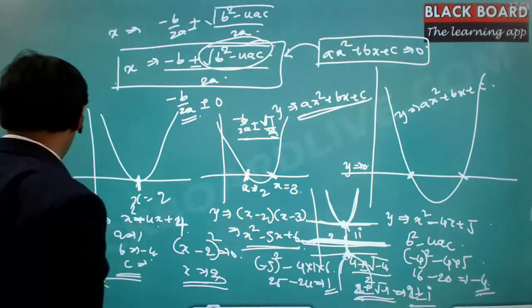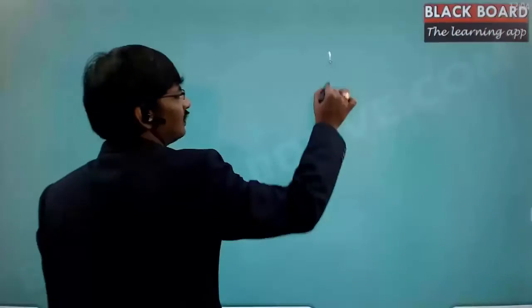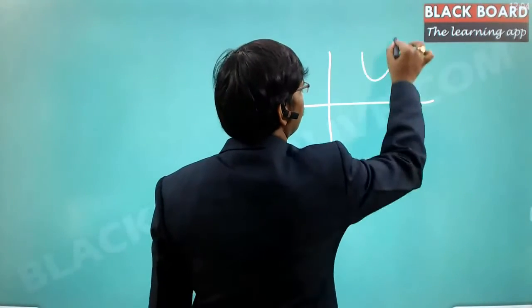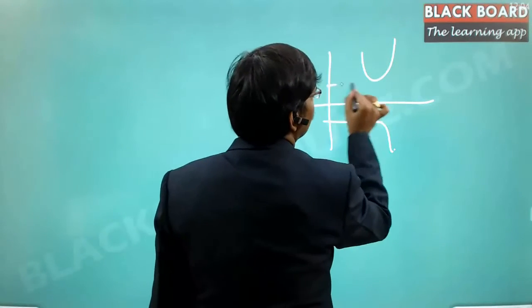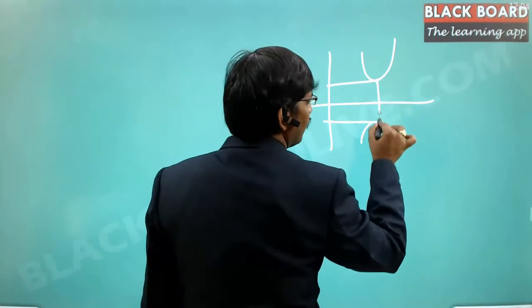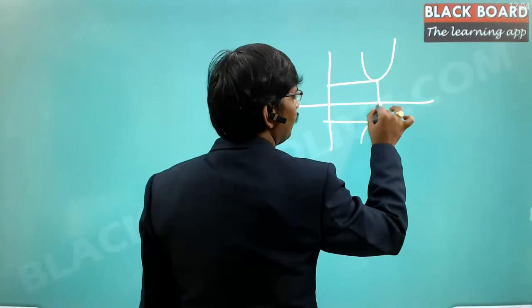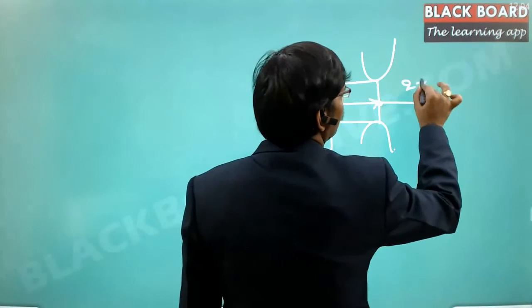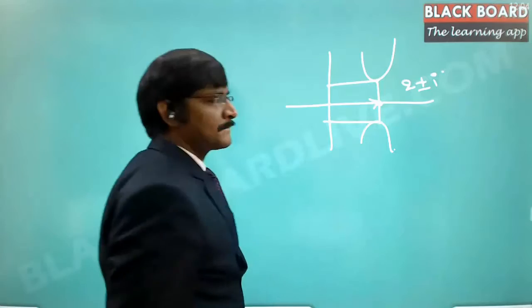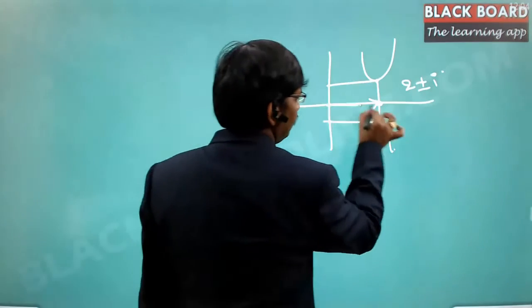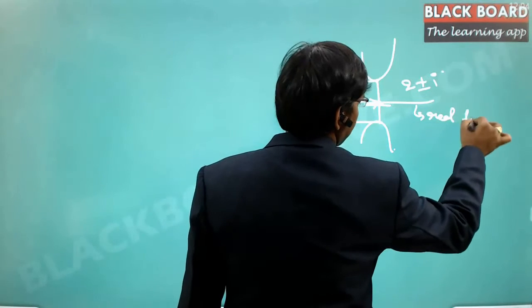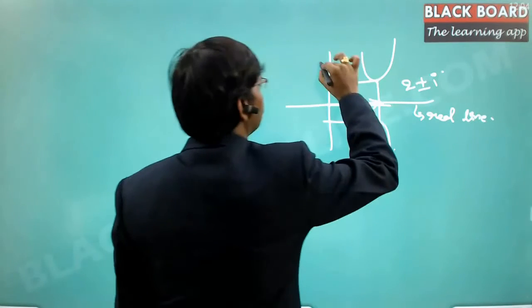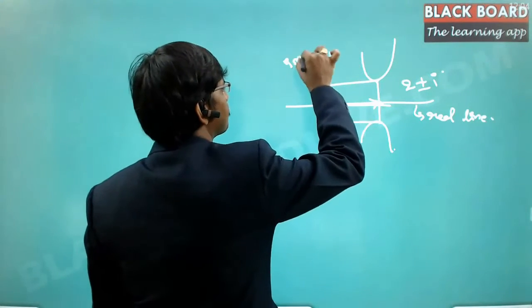This is exactly what we are doing here. In the case of complex conjugate roots, the curve is here and the curve is here, and there is one straight line like this. If you draw a line like this, this is the place. So the solutions are 2 plus or minus i: 2 on the real line. This line is called the real line, and this line is called the imaginary line.